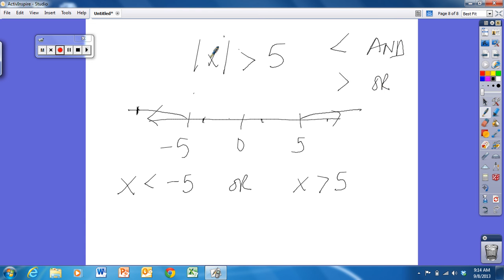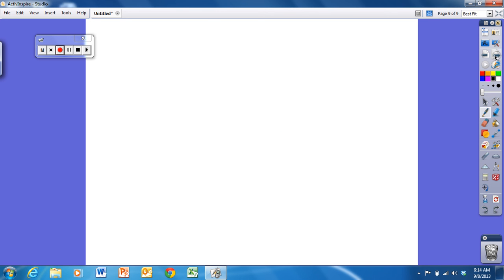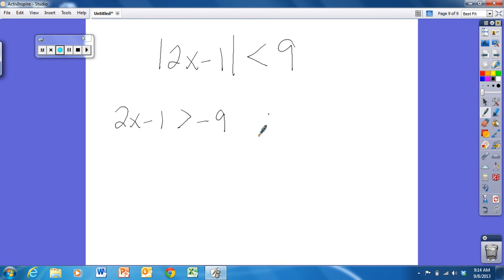Now if you don't want to memorize it, you just have to remember how to figure it out using this example. You guys like to memorize though, so that's probably what I would do. So let's try one. The absolute value of 2x minus 1 is less than 9. Less than. That means it has to be in between negative 9 and 9. So we're going to say 2x minus 1 is greater than negative 9, and 2x minus 1 is less than 9.